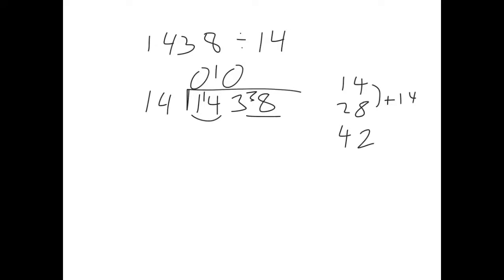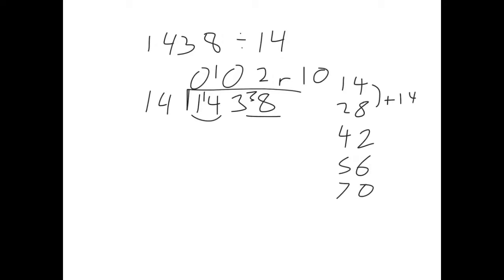Add on another 14 will give us 56. Add on another 14 will give us 70, and so on like that, until you get close to the number needed. So for instance, in this case, number 38, we know 14 times 2 will give us 28, and we're going to have a remainder left over, which will be remainder 10.